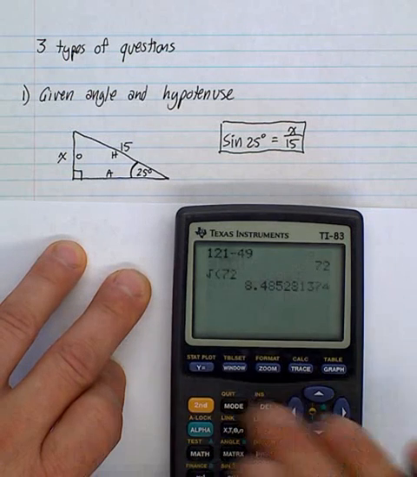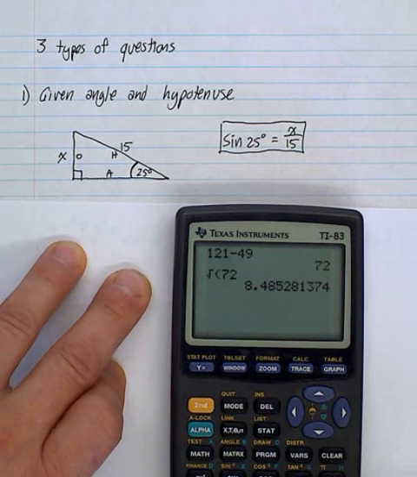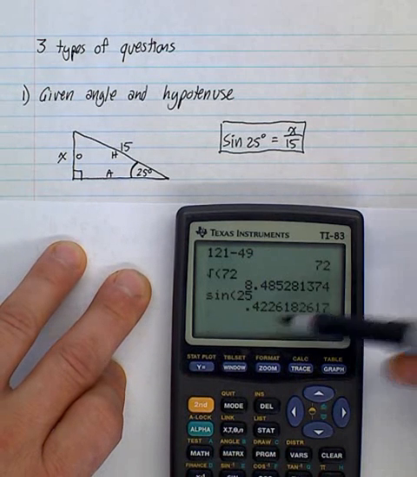First of all, I'm going to make sure that I'm in degrees. On your calculator, you have to make sure you're in degrees. And we're going to go sine of 25. So see, sine 25 is simply a number.